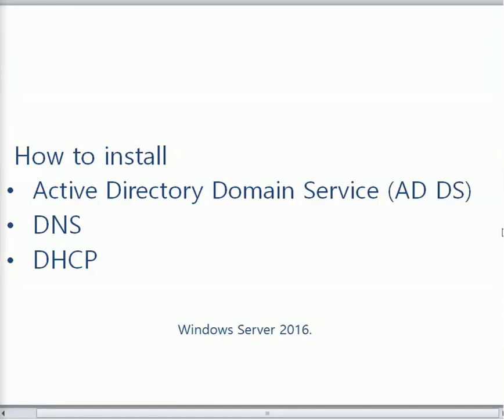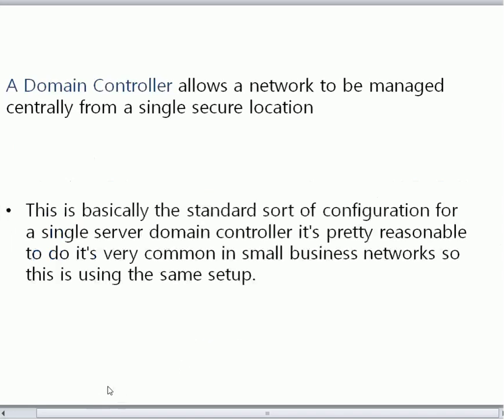Hi everyone, today I will be showing you how to install Active Directory Domain Service, DNS, and DHCP on Windows Server 2016. A domain controller allows a network to be managed centrally from a single secure location. This is basically the standard configuration for a single server domain controller. It's pretty reasonable to do. It's very common in small business networks, so this video is using the same setup.